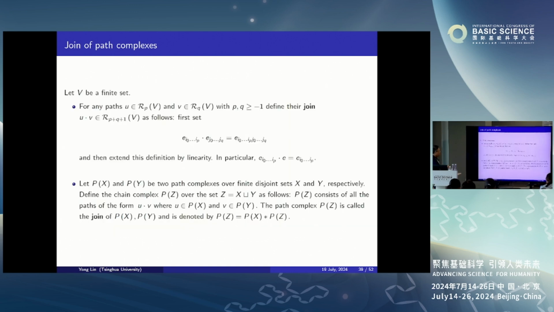We can define the join of these two paths, for u in R_p and v in R_q, and the join is in R_{p+q+1}. So the join of i_0 ... i_p with z_0 ... z_q is just this path i_0 ... i_p z_0 ... z_q. This is the definition of the join.